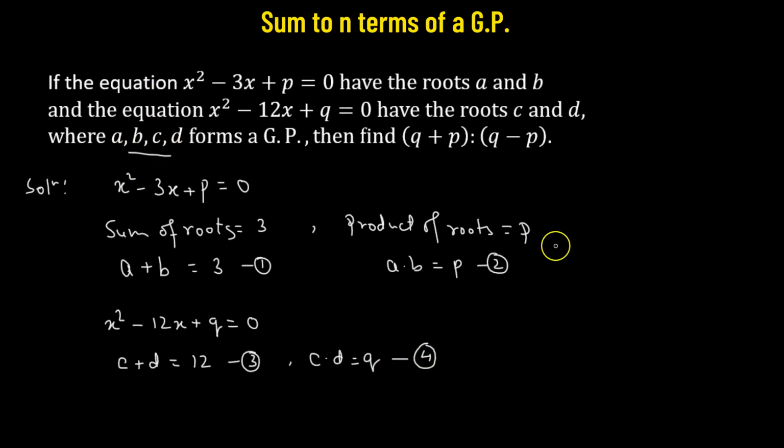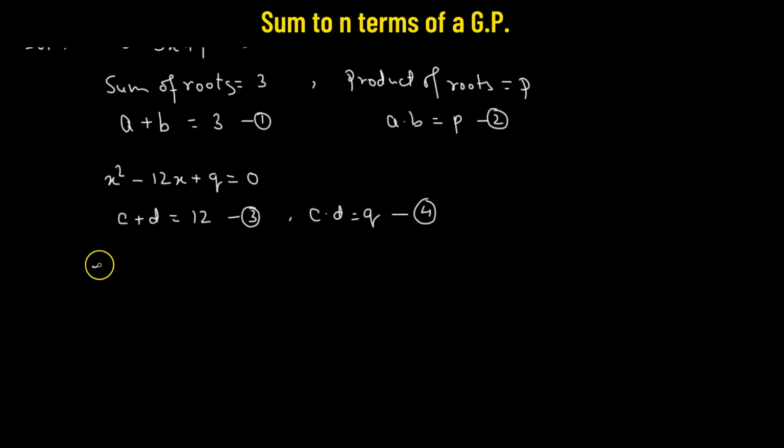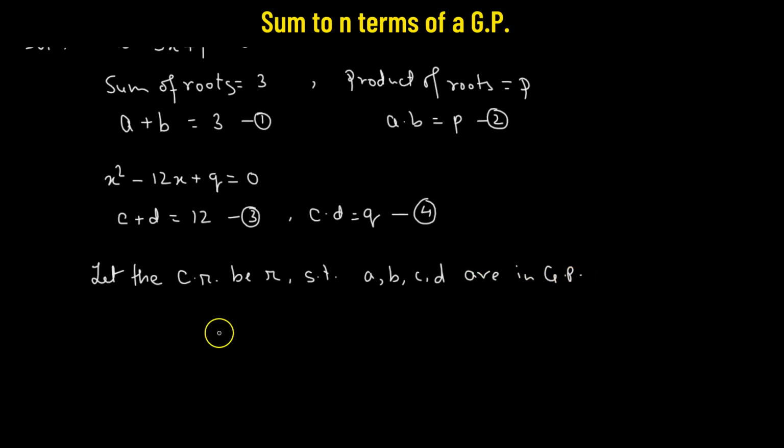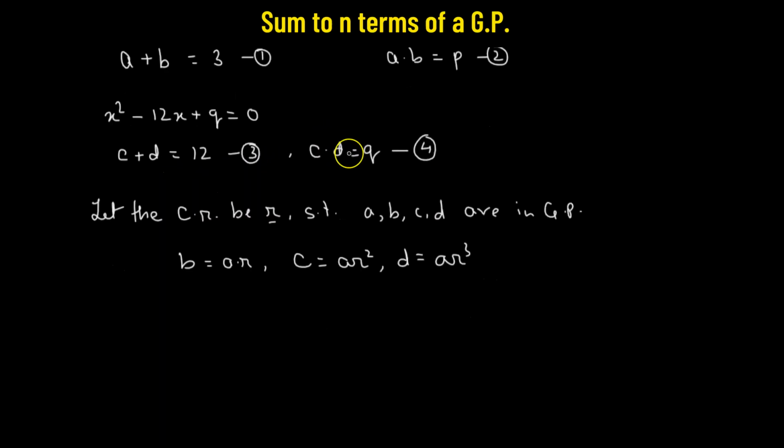Now it's given that a, b, c, d form a GP. So we have to specify the common ratio, because they are in geometric progression. Let the common ratio be r such that a, b, c, d are in a geometric progression, which means b equals a times r. Just take the first term and multiply with the common ratio r. c will be ar squared and d will be ar cubed. So we'll substitute these values back in equations 1, 2, 3, 4. Let's use equation number 1 and 3.